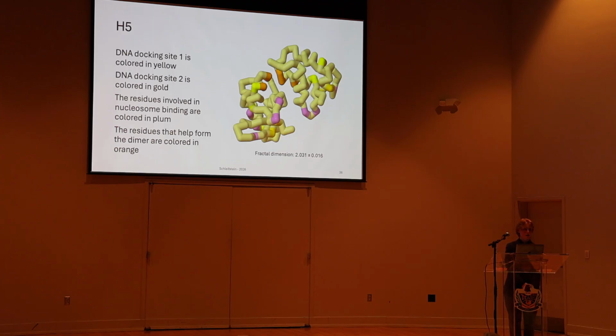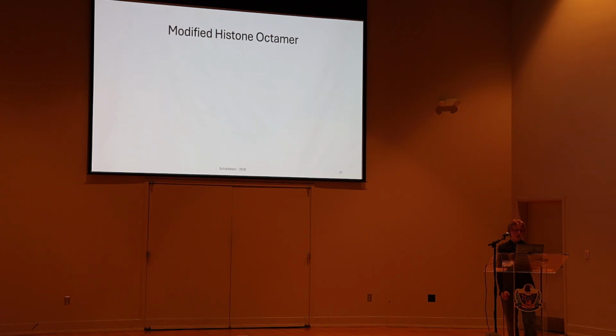That makes it a lot bigger than H1. And remember, since this is the surface fractal dimension, it's not larger due to being two halves of the same molecule. It's larger because of changes in how the structure is shaped due to having exchanged residues and being able to form some dimer. And now we're going to talk about the modified histone octamer.